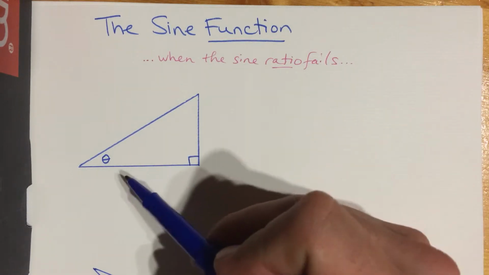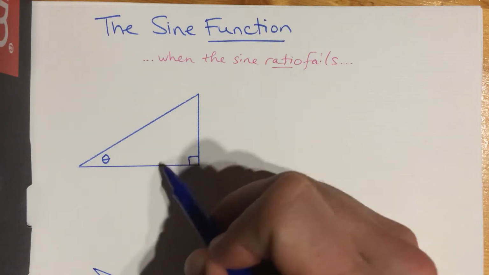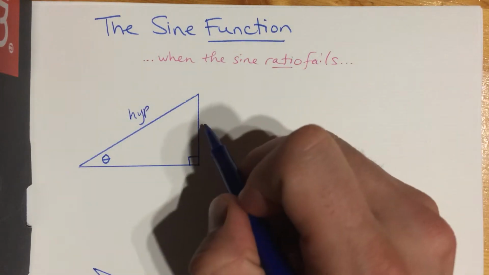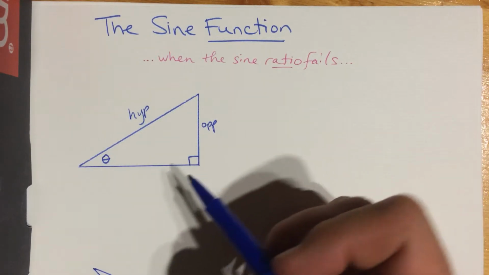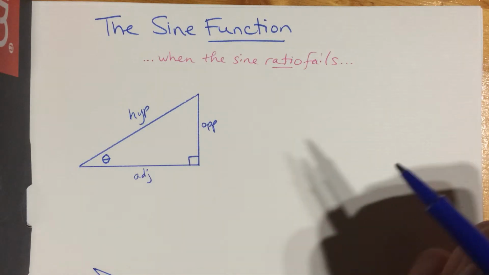Here's a right angled triangle, a right triangle. There's an angle theta. And we have two short sides here and one long side. This long side we often call the hypotenuse, and this is the opposite side. Opposite because it is across from the angle we're interested in. And this is the adjacent side. We'll usually use these three short forms.